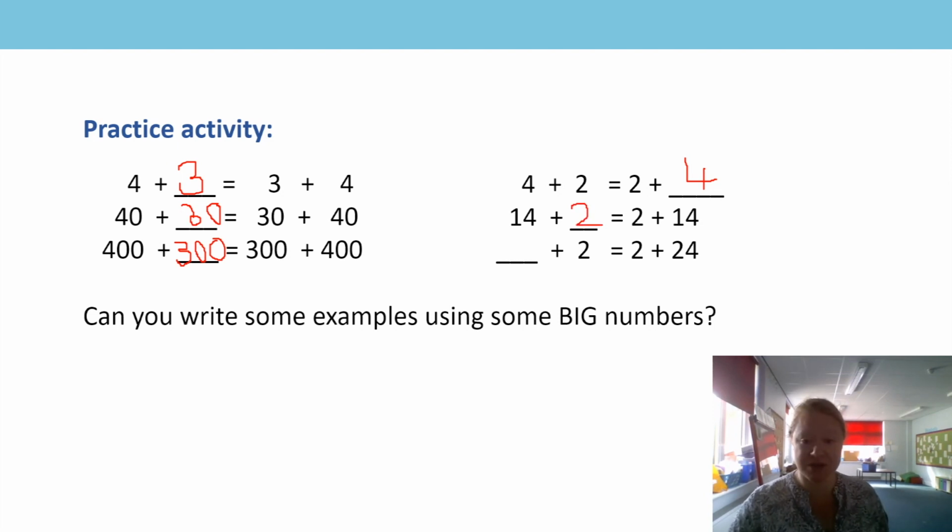Okay, and the last one down here. The last one here on the complete side, we have 2 add 24. Excellent. So what's missing here? There's our 2. Well done, everyone. The missing number here is 24. 2 tens 4. Excellent.